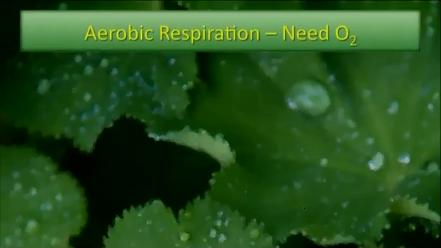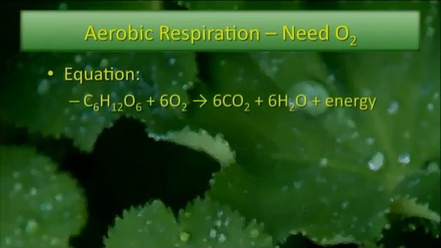So for aerobic respiration, you need oxygen gas. The equation is: you have C6H12O6, or glucose, broken down by 6 oxygen molecules. So sugar is partly broken down by oxygen gas to release carbon dioxide and water and energy in the form of ATP.